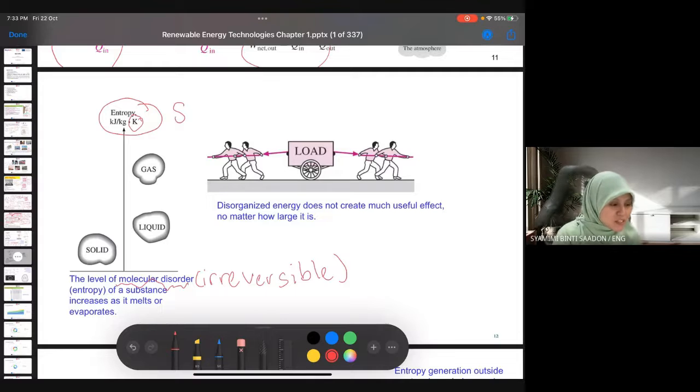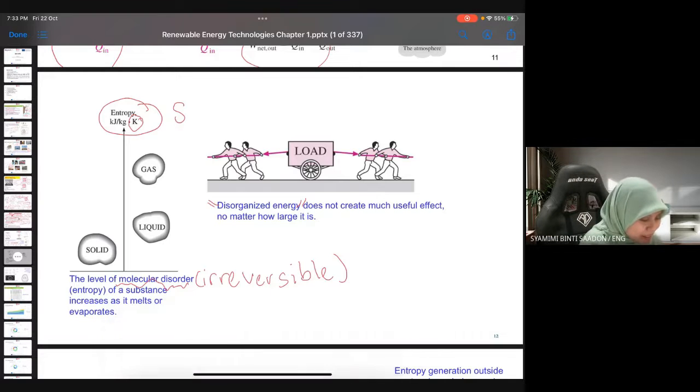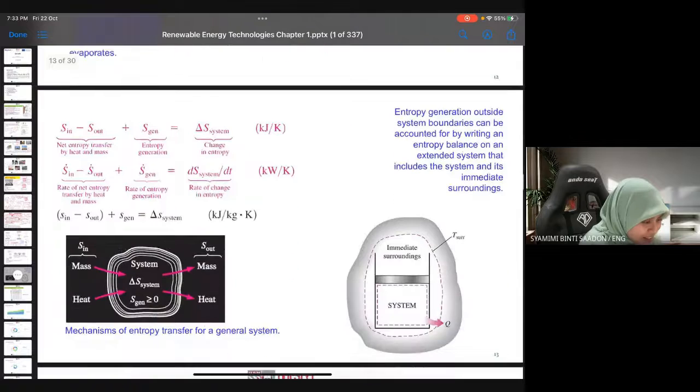So, in other words, we call it disorganized energy. This disorganized energy does not create much useful effect no matter how large it is. That's why the second law is used to characterize the exact useful energy that is really produced by the system, because we want to cut out the energy loss, the disorganized, unuseful energy.